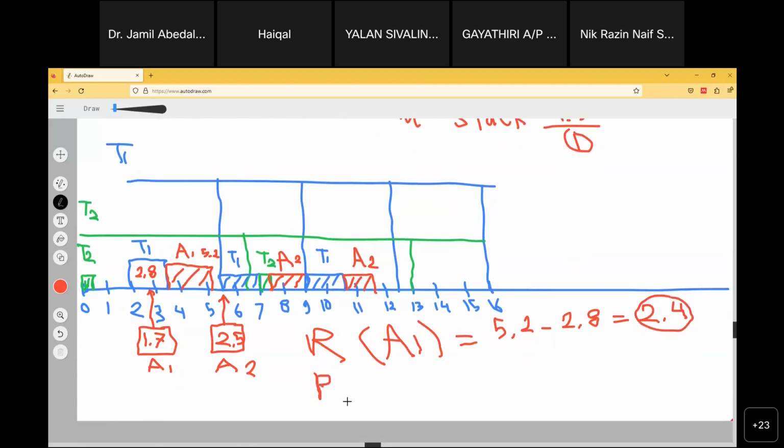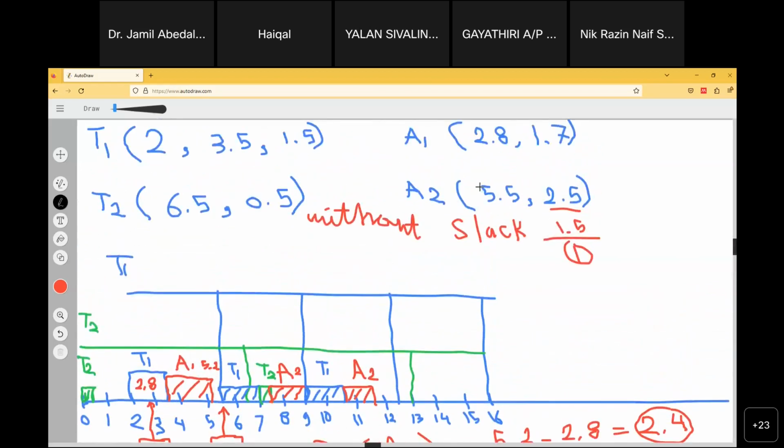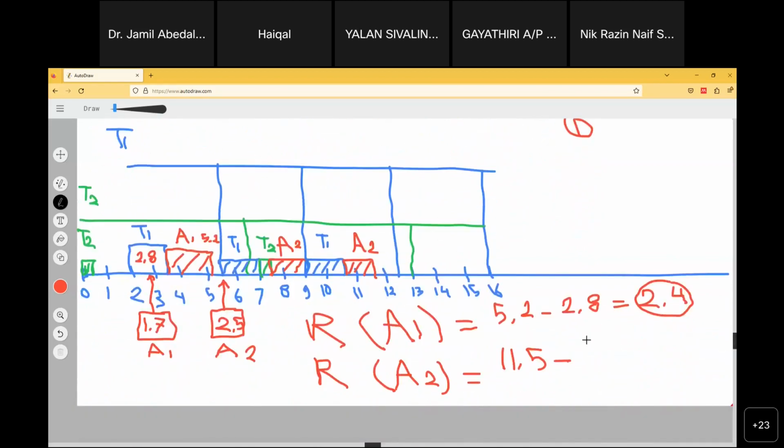Response time of aperiodic 2. The completion time of aperiodic 2 is at 11.5, minus the release time of A2. The release time is at 5.5. Equals 6. Okay.